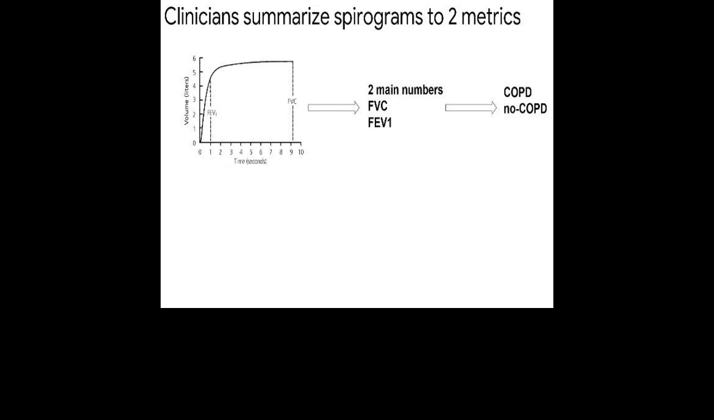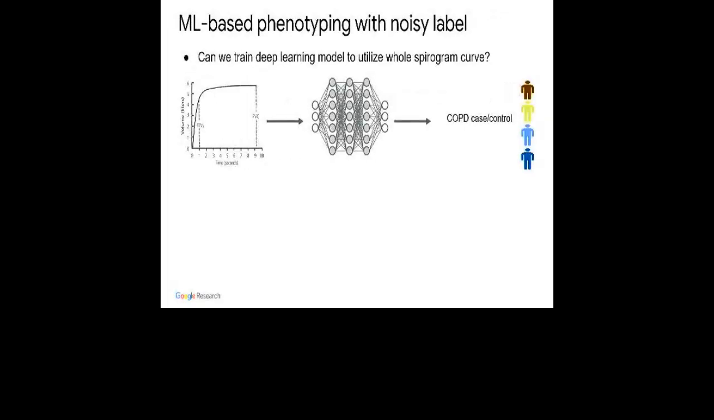The first question we wanted to ask is, does the whole curve have any additional information? So we said, let's train a model. Let's give the whole curve to a deep learning network and see if it can predict whether someone has COPD or not, and see what the model is trying to learn.